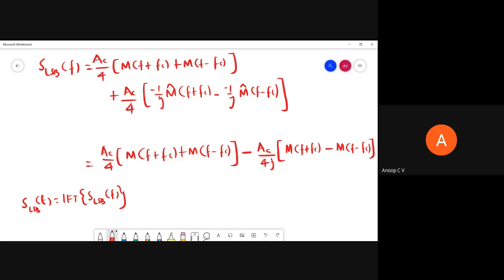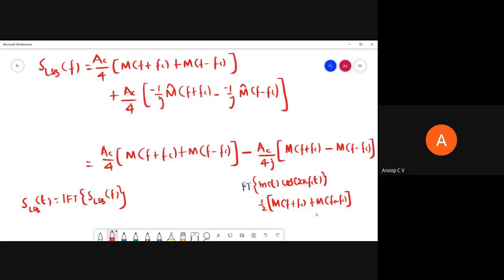Anyone remember what the Fourier transform of m of t cos 2 pi fct is? This is nothing but m of f plus fc plus m of f minus fc, of course with a half, right? Half of m of f plus fc plus m of f minus fc.